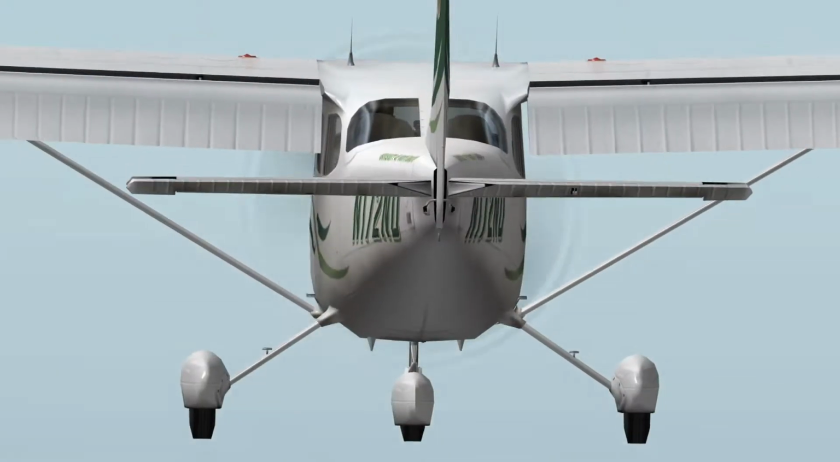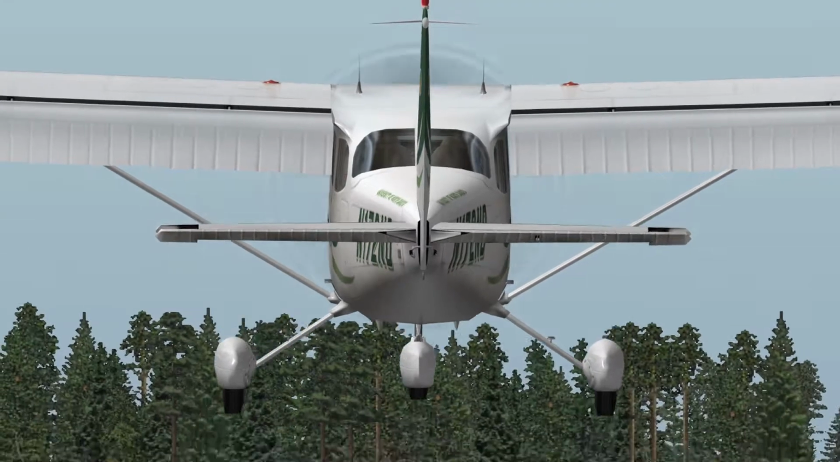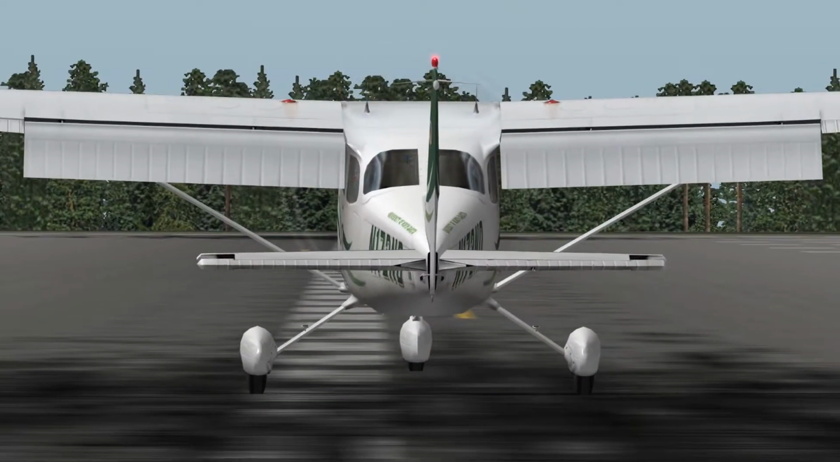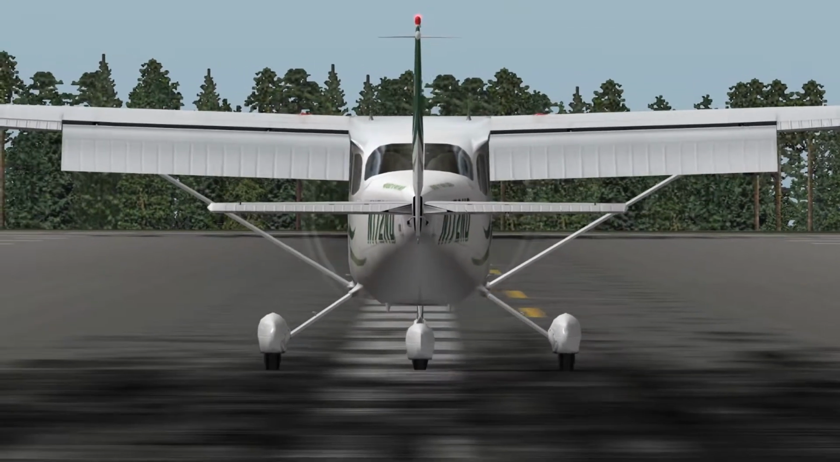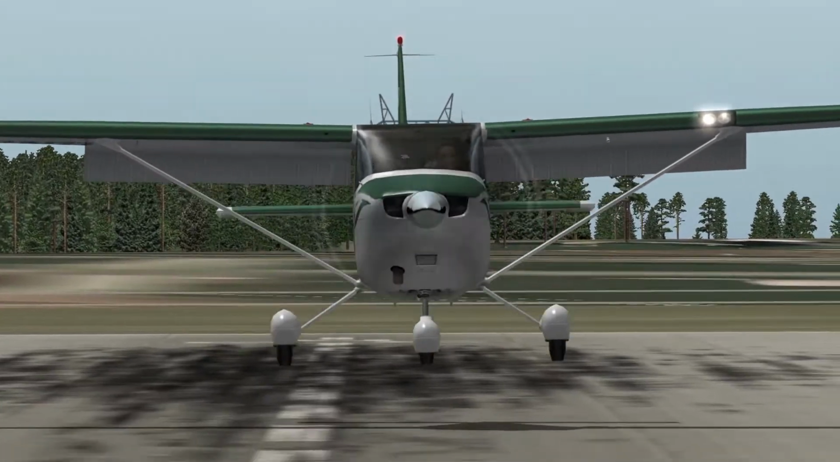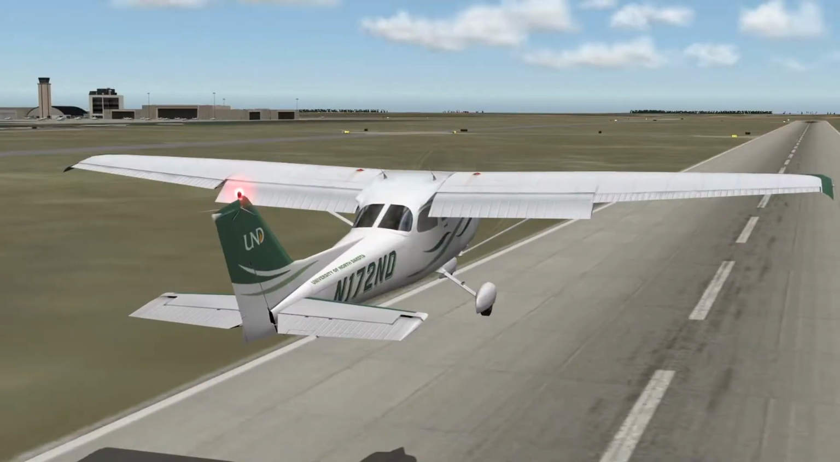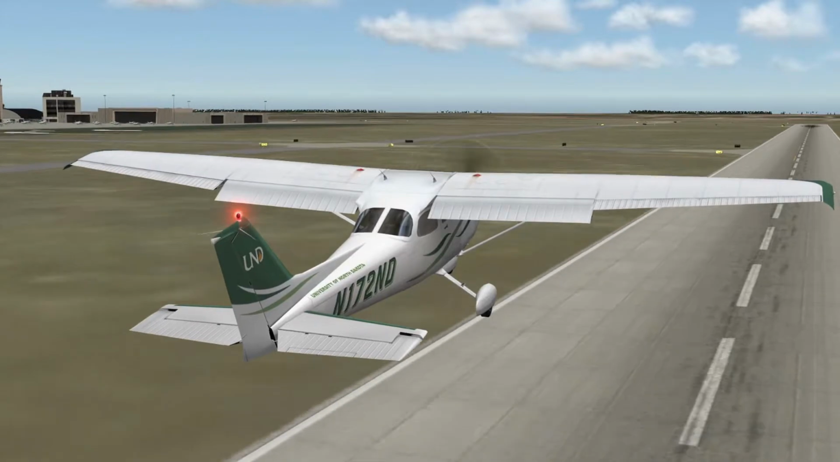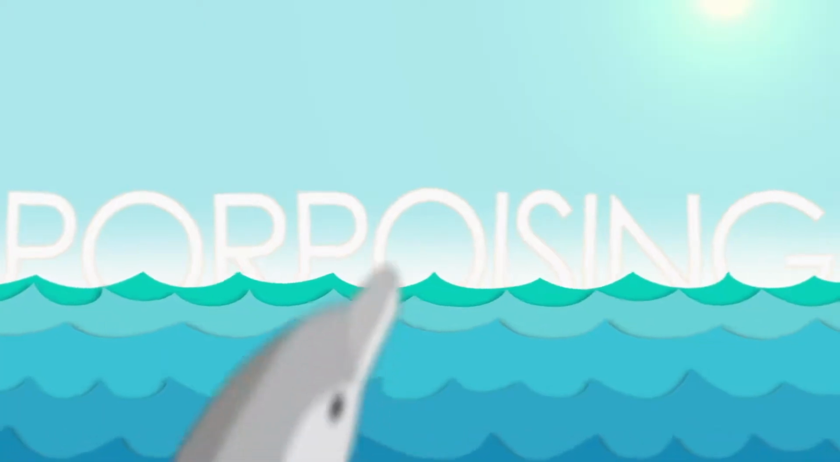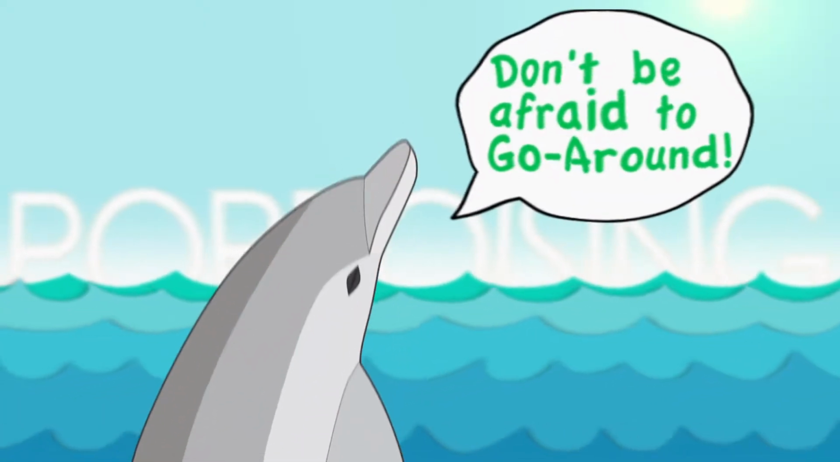No matter the cause, it is critically important that the pilot achieve the correct landing attitude and assist the landing with power or go around before porpoising causes damage to the aircraft. In many cases, the go around with full power and careful control of pitch to maintain a climb attitude are the safest bet.